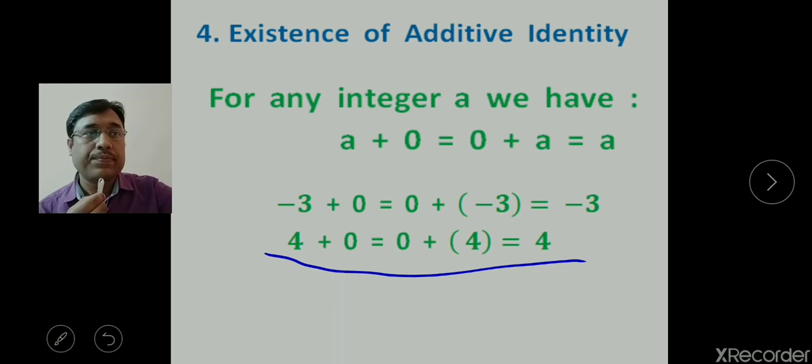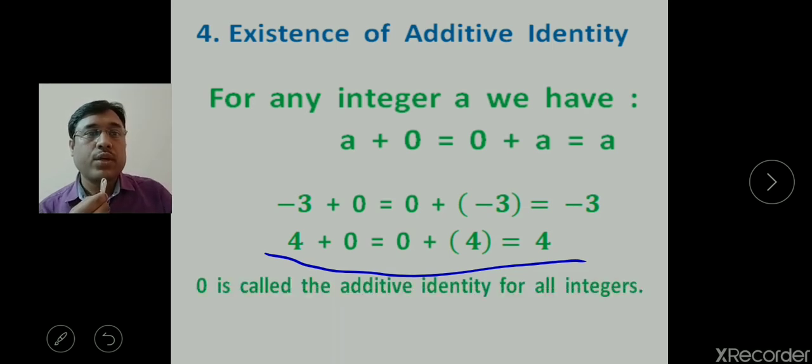So 0 is called the additive identity for all the integers, because by adding 0 there is no change in the number; the sum is the number itself.